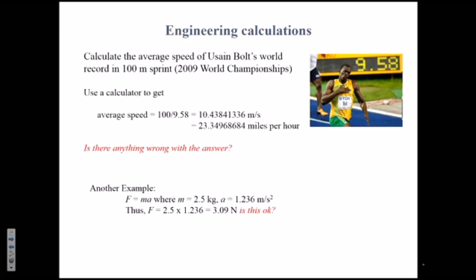and you get to this number, 23.34968684 miles per hour, right? Depending on your calculator, you may get more digits or fewer digits, right? Okay, so you get this, and do you report this number just like that? Of course not. You know that there is something wrong with this answer.